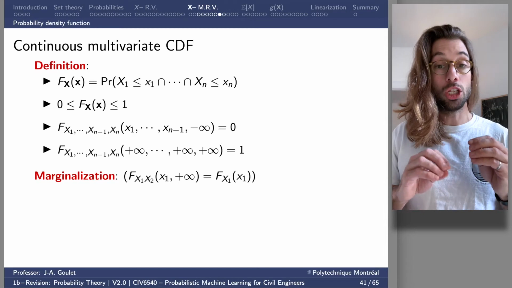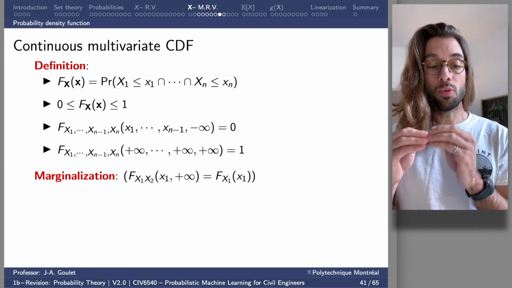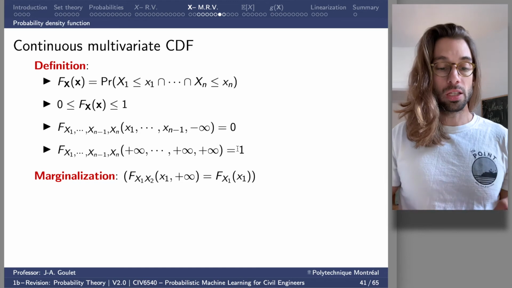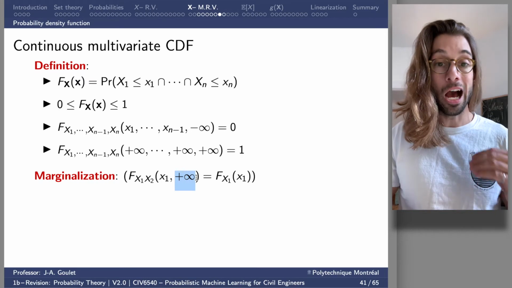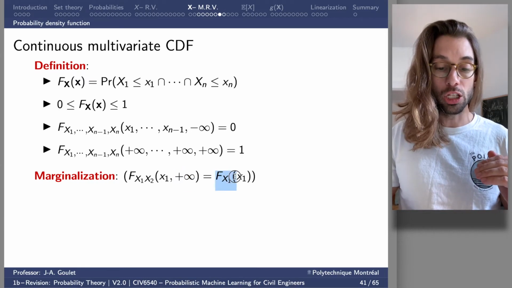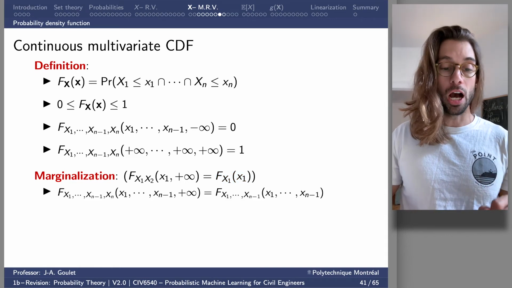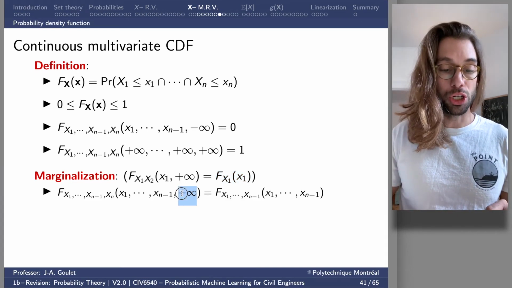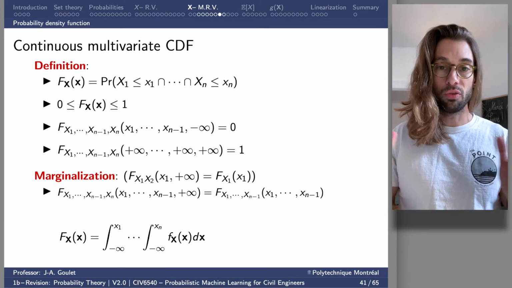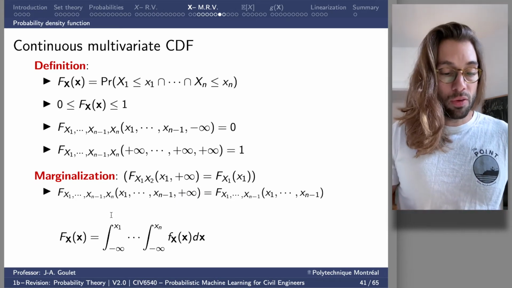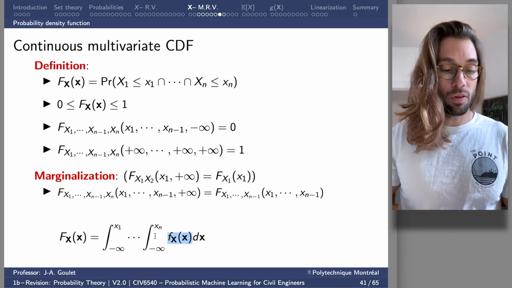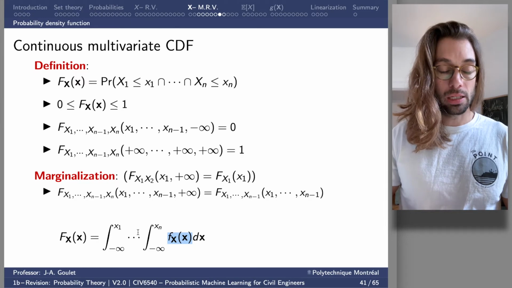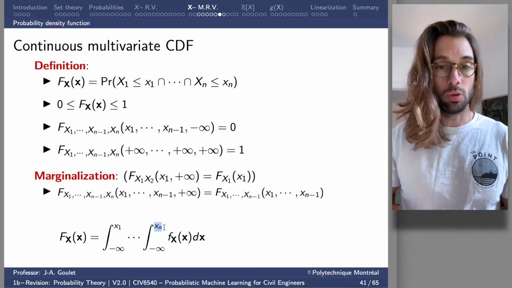And finally, we can use that CDF to represent the operation of marginalization. Because if we have a joint CDF for x1 and x2, and evaluate one of those variables at the upper bound, plus infinity, the result is going to be the marginal CDF for the other variable. And we can do this generally, not only in the bivariate case, but for any case. And my joint CDF is going to be equal to the integral of my PDF for x1 up to xn, each from minus infinity up to the values x1 up to xn.